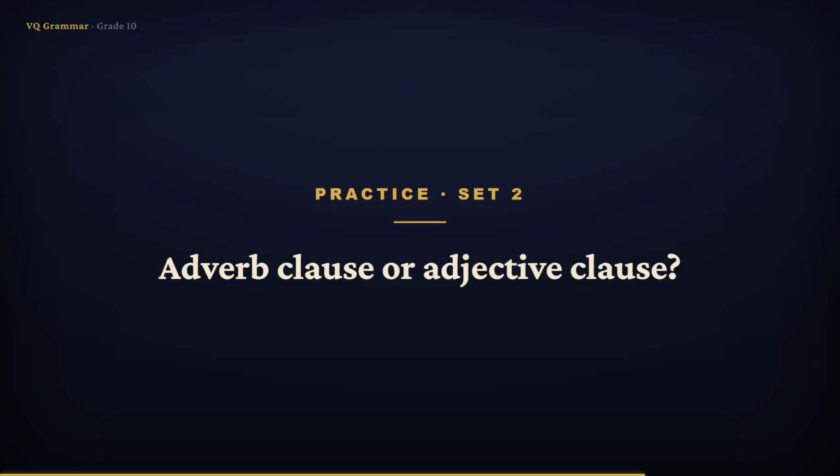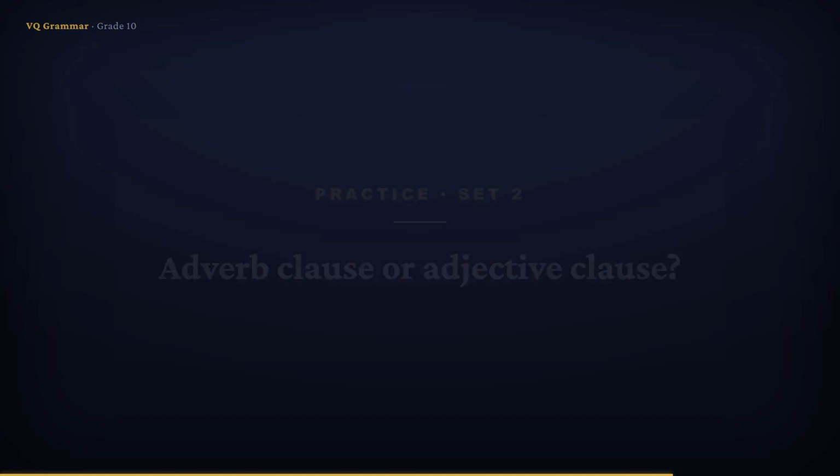Now for the trickier call. Each of these sentences carries a subordinate clause. Decide what that clause modifies. If it hangs on a noun, it is an adjective clause. If it modifies a verb, an adjective, or an adverb, it is an adverb clause. Pause and choose before I answer.